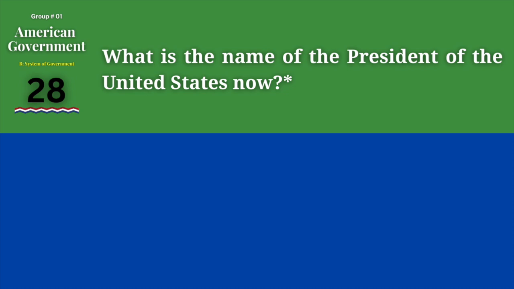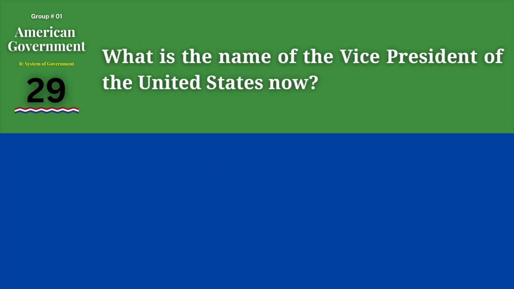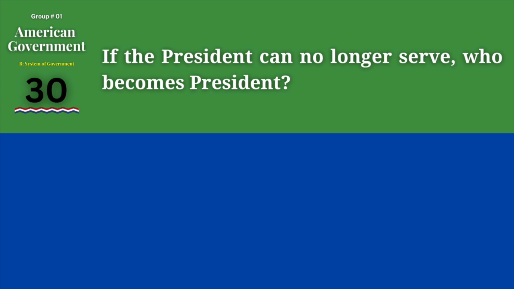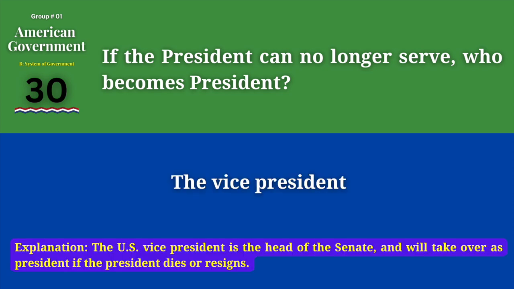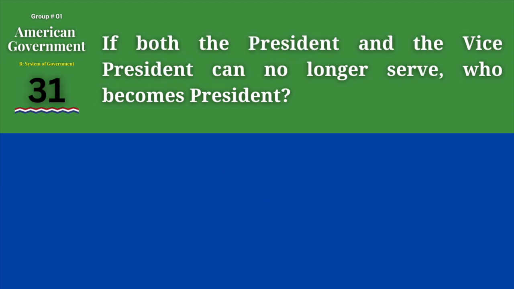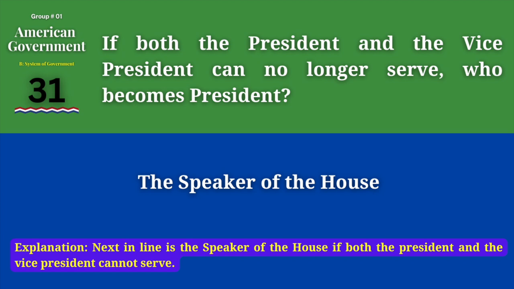What is the name of the President of the United States now? Joe Biden. What is the name of the Vice President of the United States now? Kamala Harris. If the president can no longer serve, who becomes president? The vice president. If both the president and the vice president can no longer serve, who becomes president? The Speaker of the House.